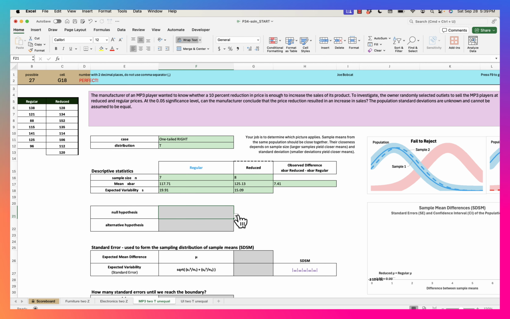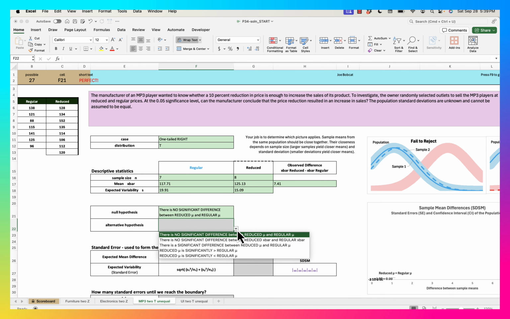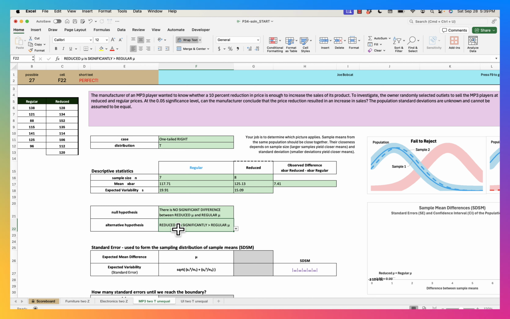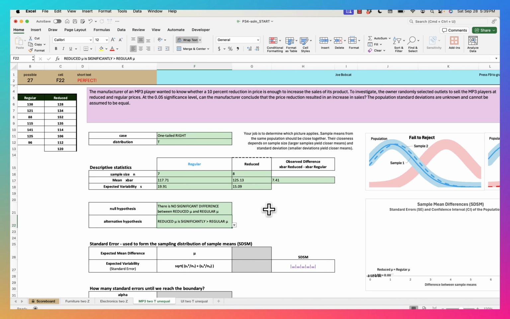All right, so our null hypothesis is there's no significant difference. And the alternative is that the reduced price results in significantly higher sales than the regular, in terms of number of units sold. So the expected difference is 0.